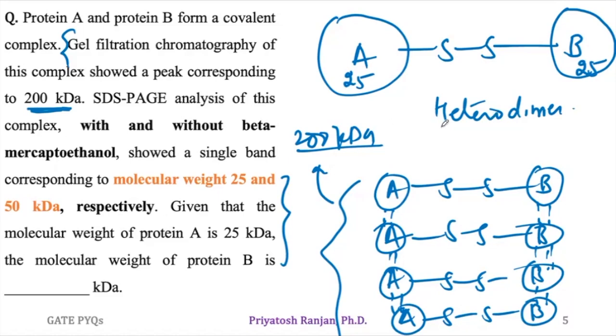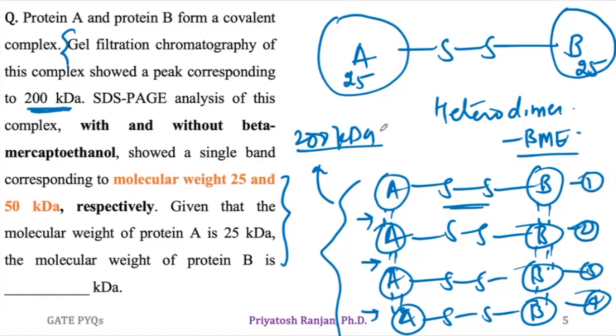Now, in the absence of beta-mercaptoethanol, what will happen? Of course, these non-covalent interactions will break. However, the covalent disulfide bond will not be cleaved because there is no beta-mercaptoethanol. And I'll get a band corresponding to 50 kilodalton, and those are going to be 4 copies. So 50 into 4, 200. And in that case, the justification seems to be correct. So overall, the initial part of the question was not correct. And considering this is the question, we can mention the molecular weight of the protein in this case is also going to be 25 kilodalton.